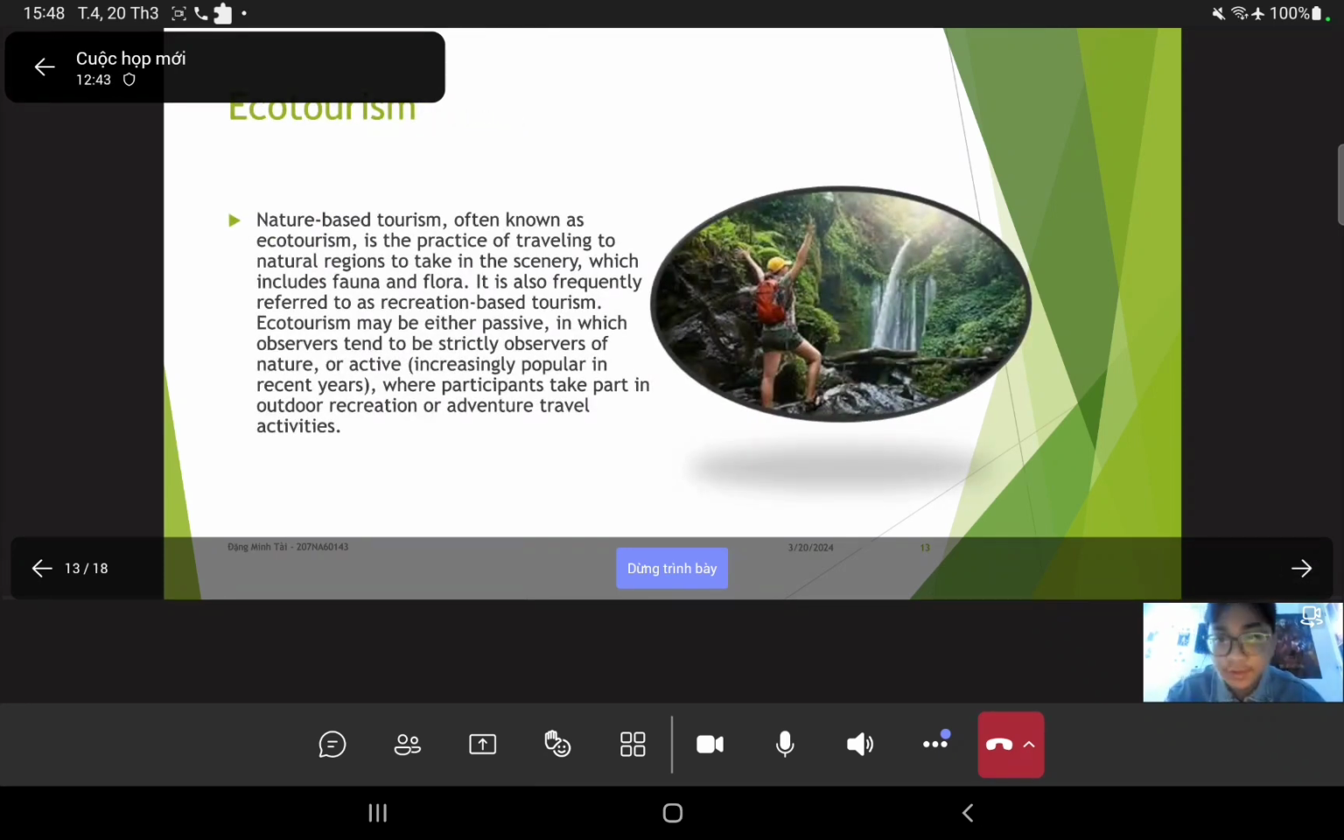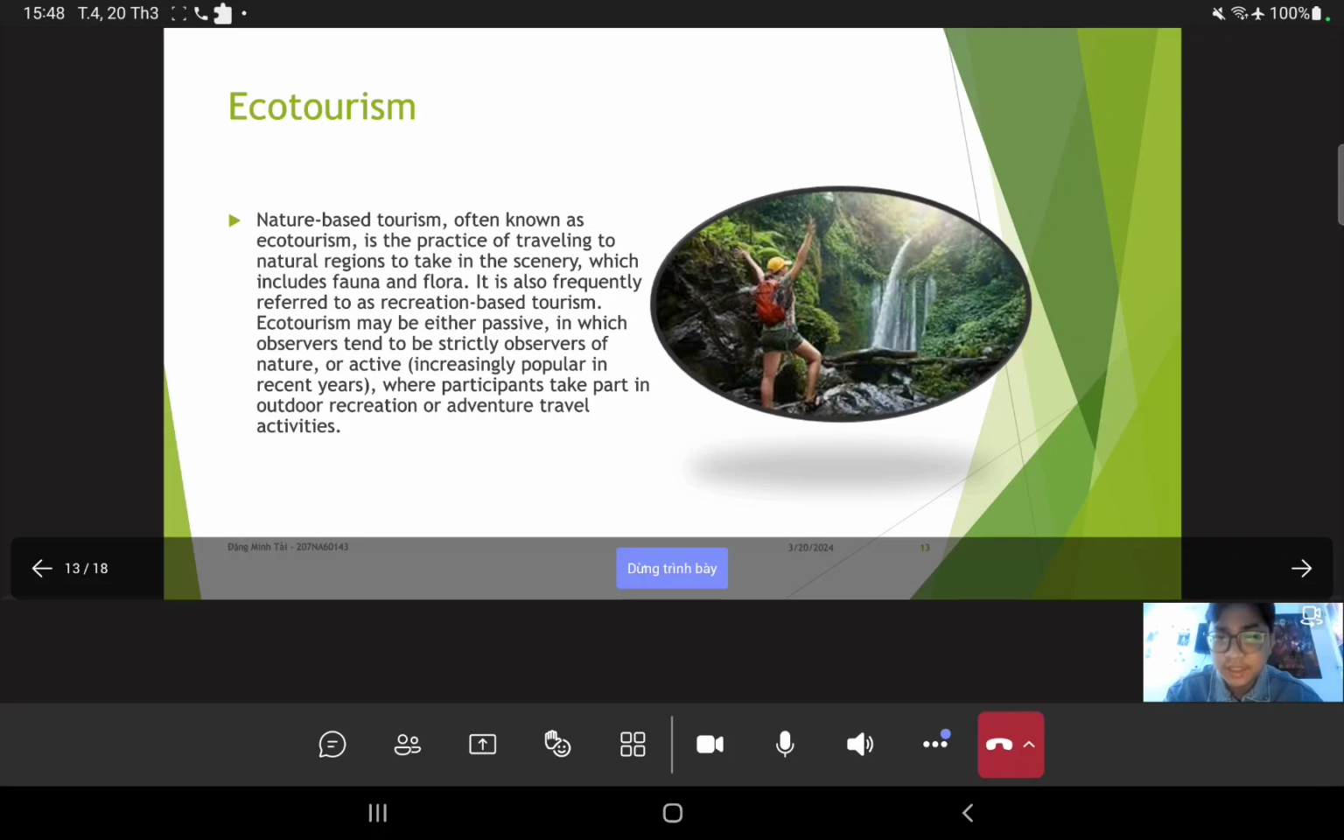The first one is ecotourism. Nature-based tourism, often known as ecotourism, is the practice of traveling to nature regions to take in the scenery, which includes fauna and flora. It is also frequently referred to as recreation-based tourism. Ecotourism may be either passive, in which participants tend to be strictly observers of nature, or active, where participants take part in outdoor recreation or adventure travel activities.